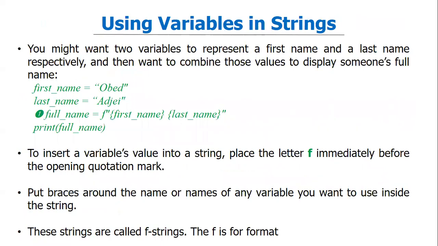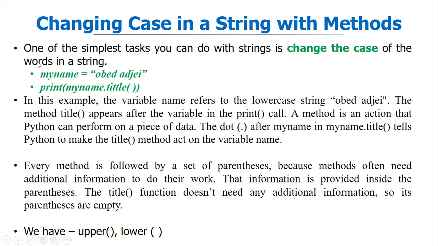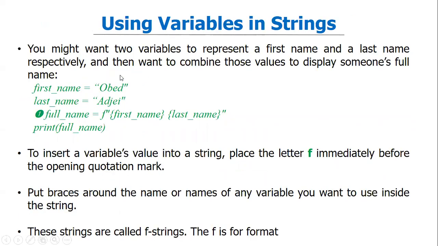What you see over here is just a string. You don't have a variable inside this particular string. But this time around, we are going to embed a variable into a string like this. That's what we have over here, using variables and strings. Now you might want two variables to represent a first name and a last name respectively, and then combine those values to display someone's full name.